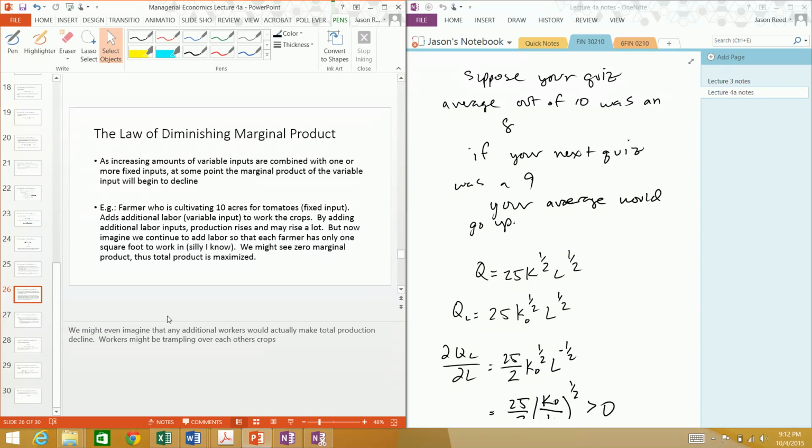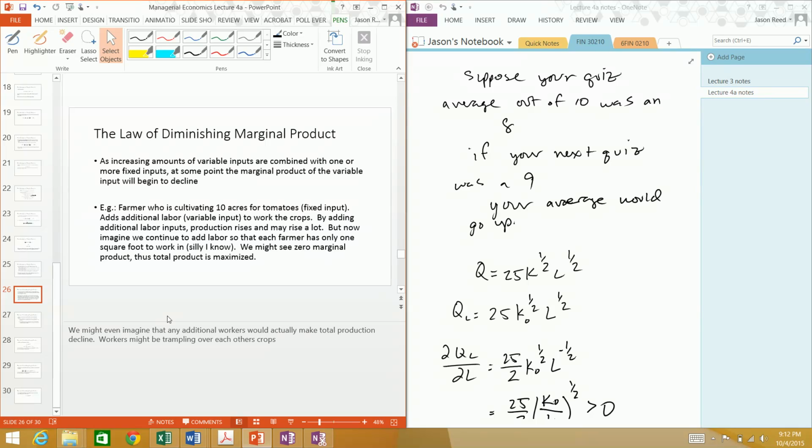So we think about this little example where we have a farmer who begins cultivating 10 acres for tomatoes. That's our fixed input. And this farmer adds additional labor to work the crops, each additional farmer. And that's our variable input.